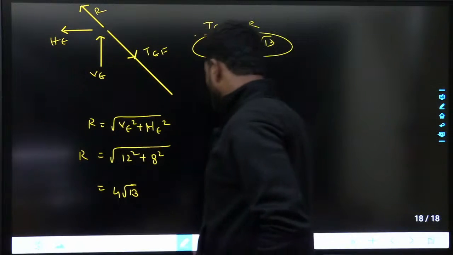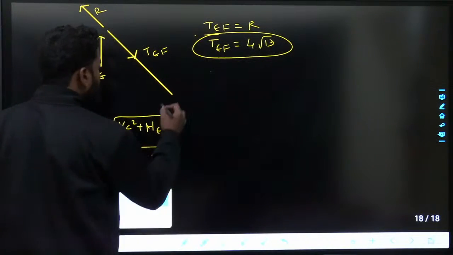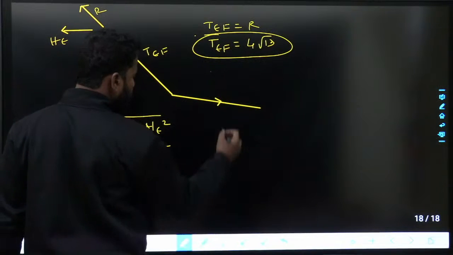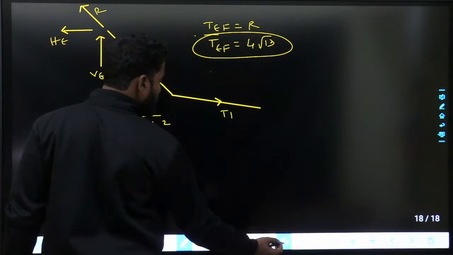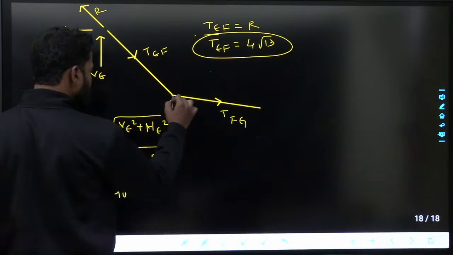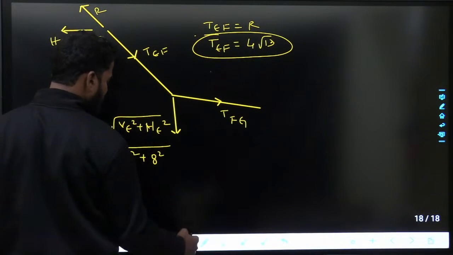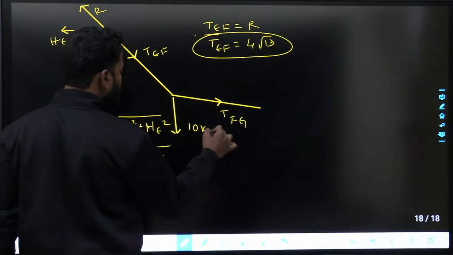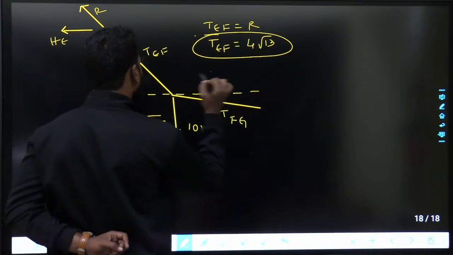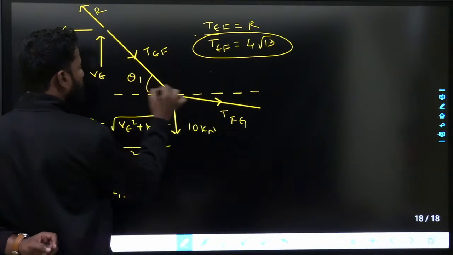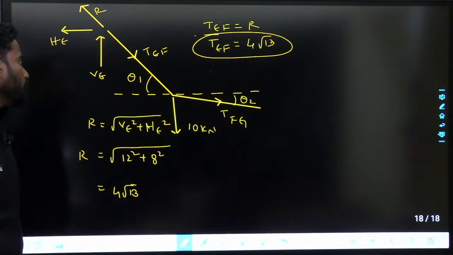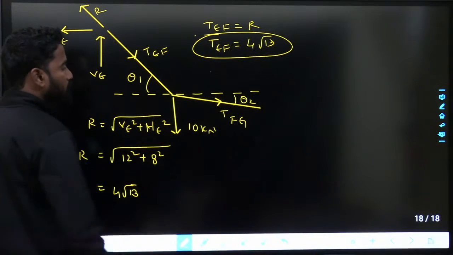So if you see this TEF and there will be TFG, something like this, and there is a load of 10 kilonewtons here. Now let us say this is some theta 1, this is some theta 2. Fine. What we have to calculate? We have to calculate tension in FG.